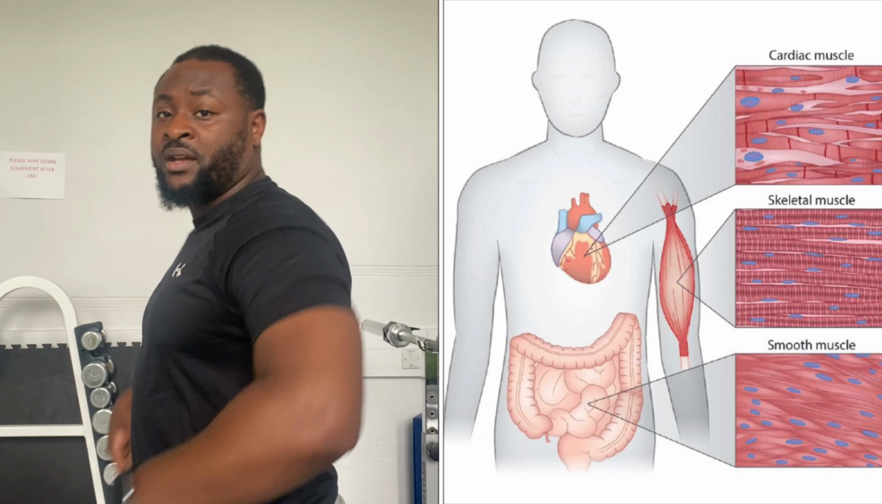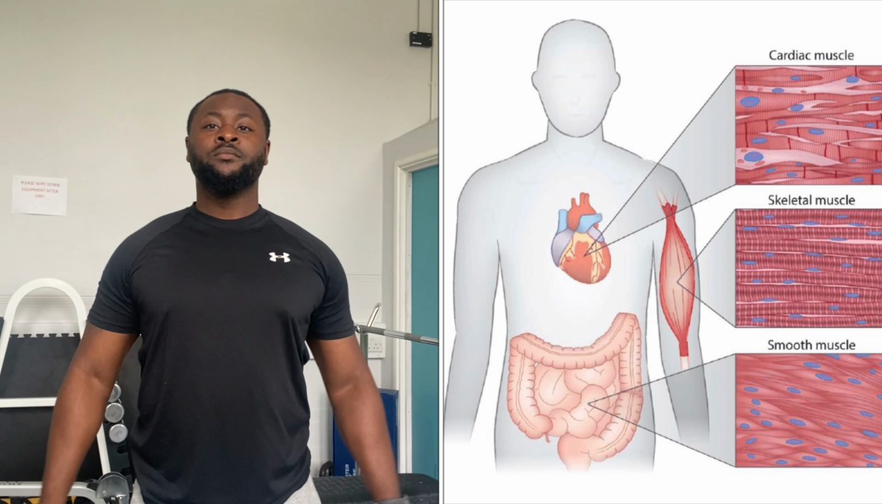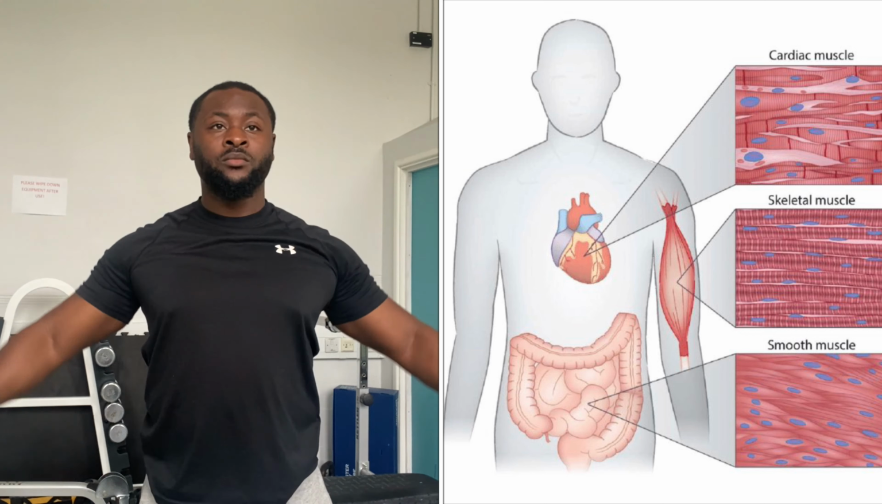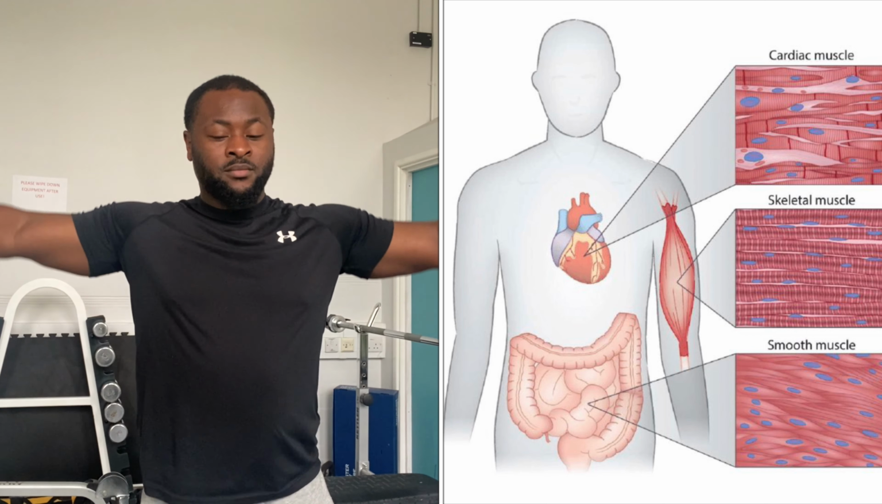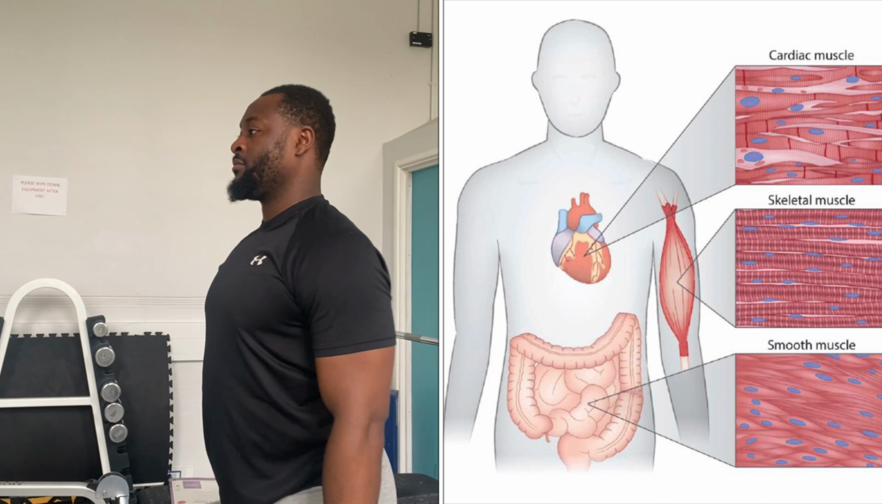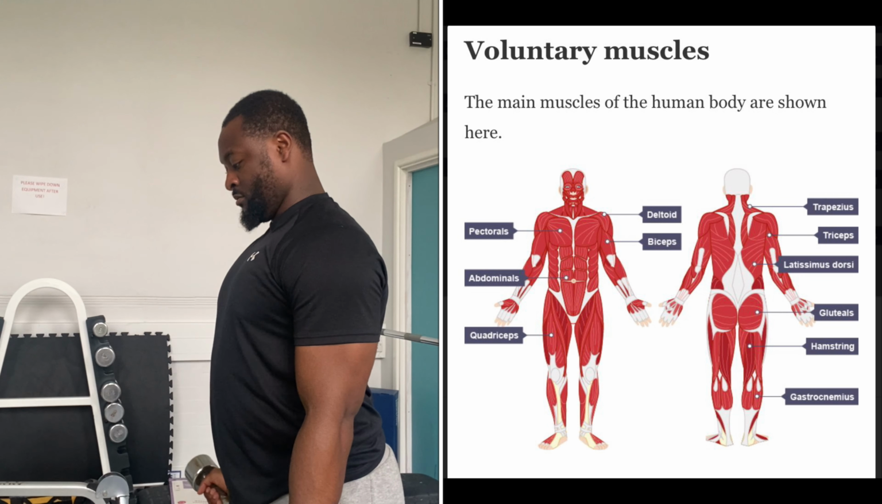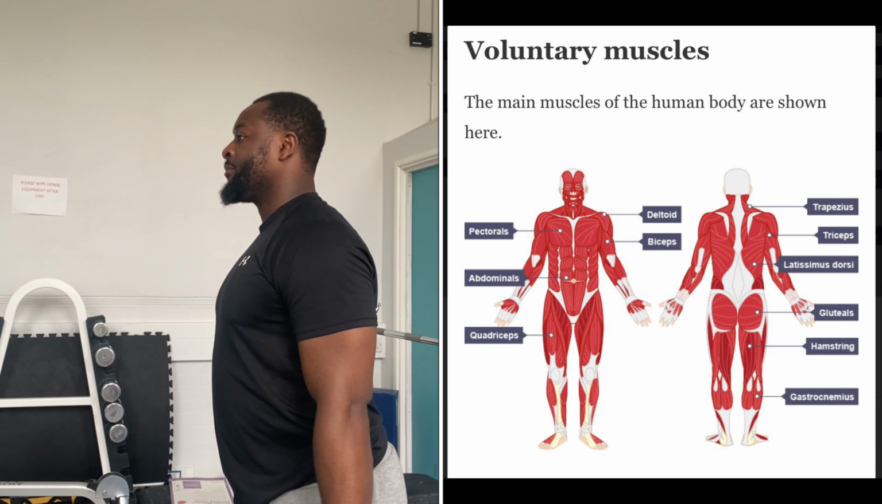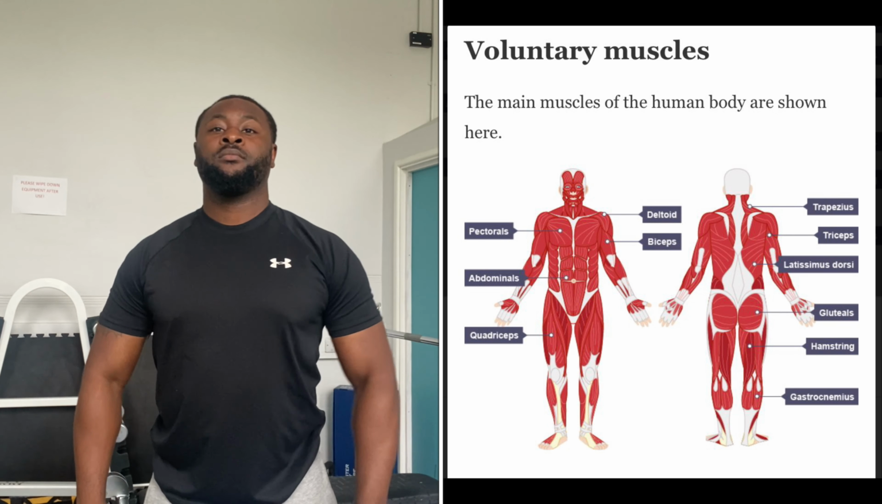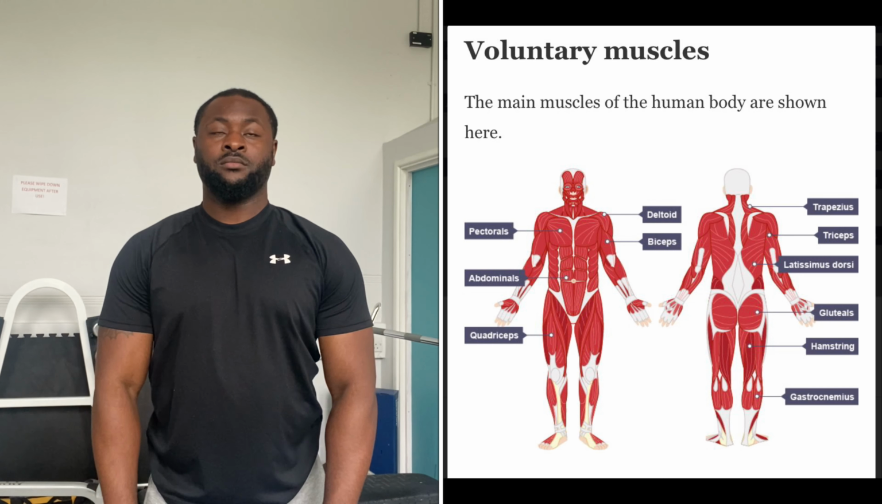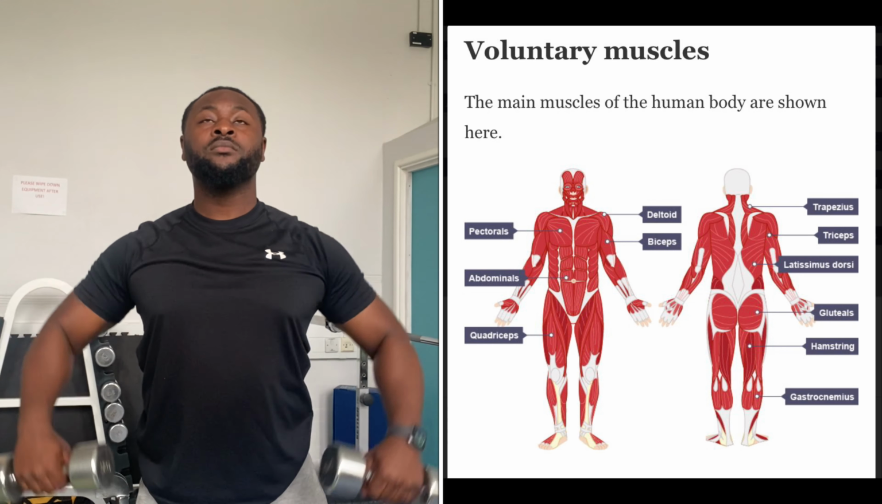And now we're going to be looking at types of muscle. In our body, we have voluntary muscles, involuntary muscles, and cardiac muscle. First, we're going to be looking at the voluntary muscles. Voluntary muscles are the muscles on the outside of the body. Okay? Voluntary muscles are the skeletal muscles that attach via tendons to the skeleton to allow movement.